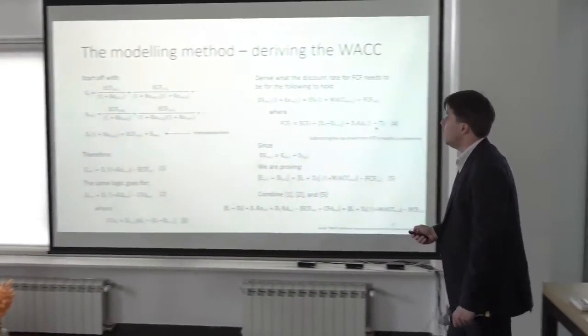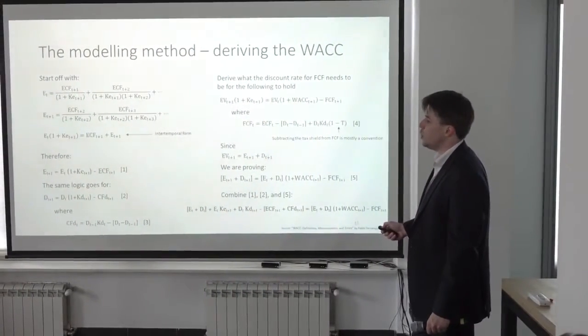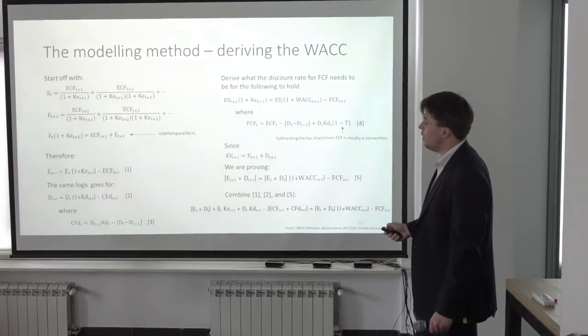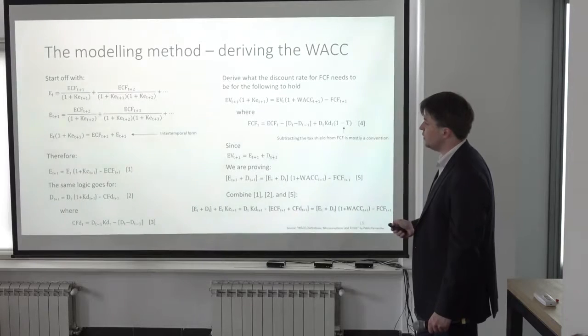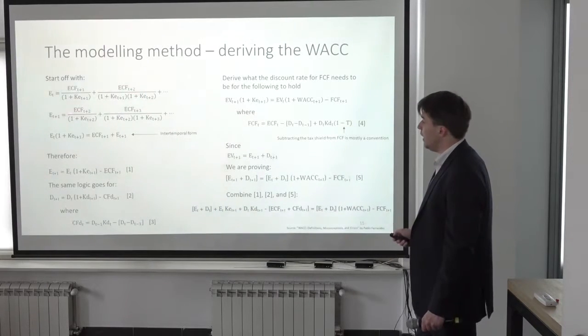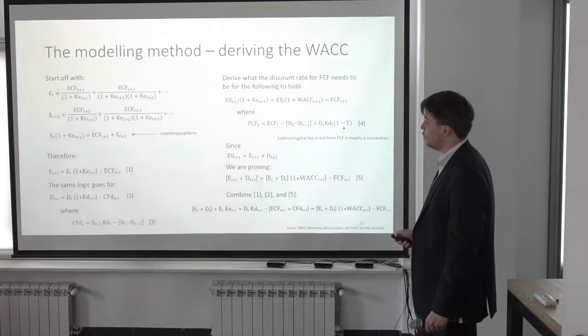You start off with, so this is your equity in a different way, right? Equity cash flow 1 plus the discount rate, plus the equity second period, t plus 2 equity cash flow divided by 1 plus ke t plus 1 and ke t plus 2, right? This is just assuming that your rates here can be different. The same thing goes for the next period.